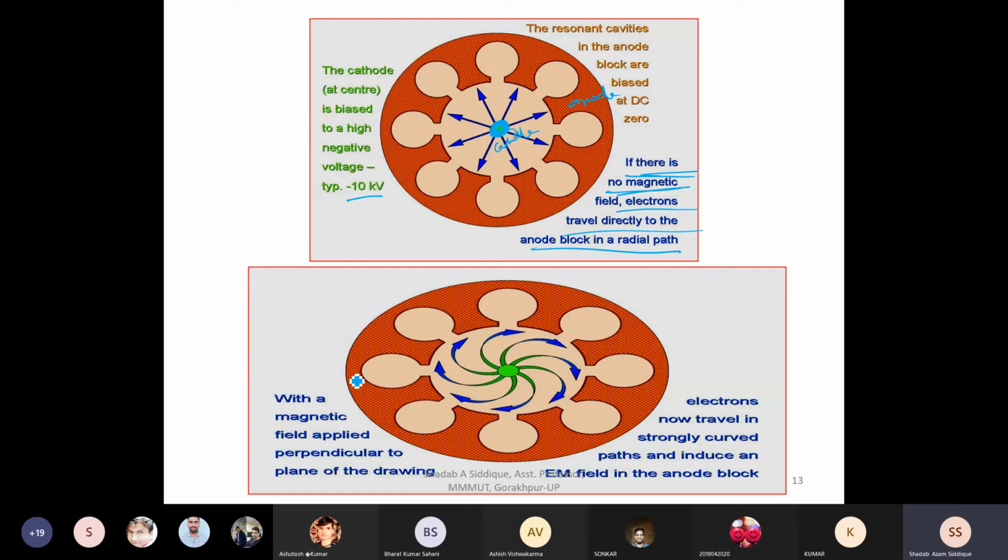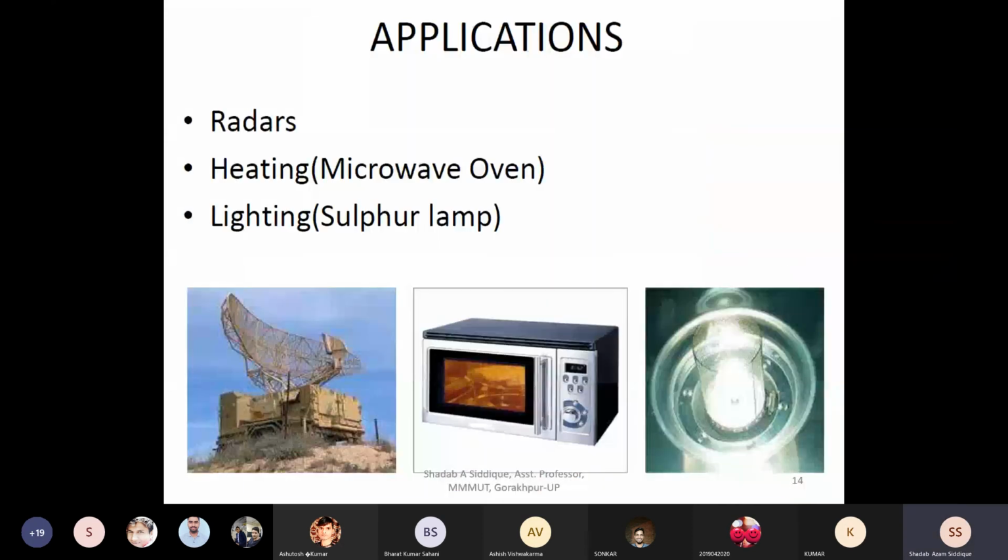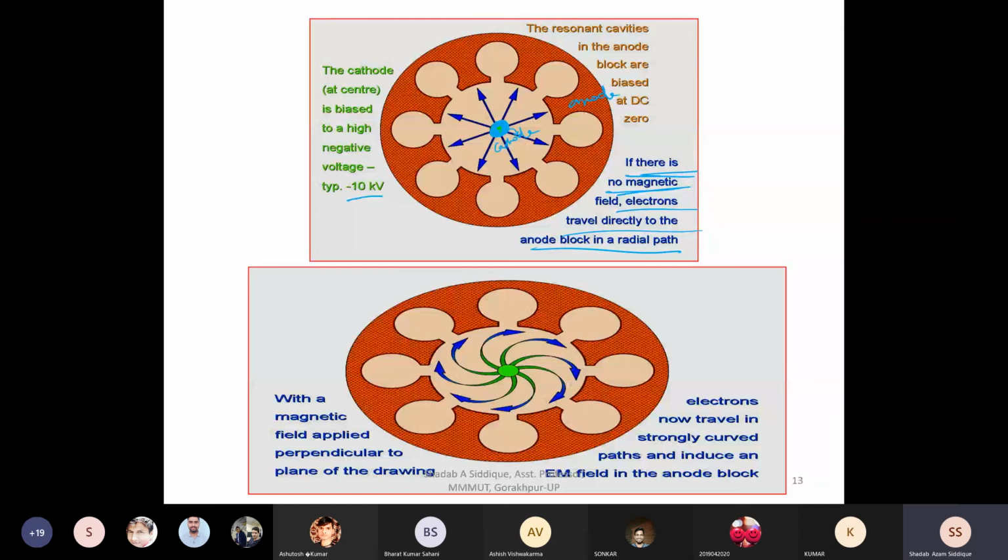Now, if a magnetic field is applied perpendicular to the plane of the drawing, that is, perpendicular to the applied electric field, the electron now travels in a strongly curved path and induces an electromagnetic field in the anode block. So it will be bent. So that is all about the working of a magnetron.